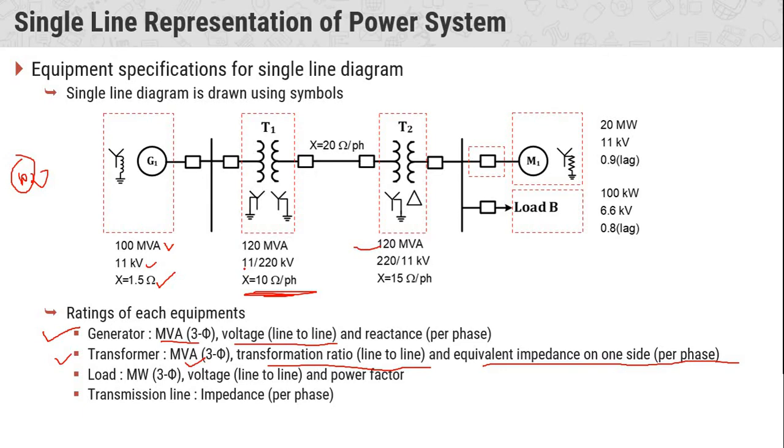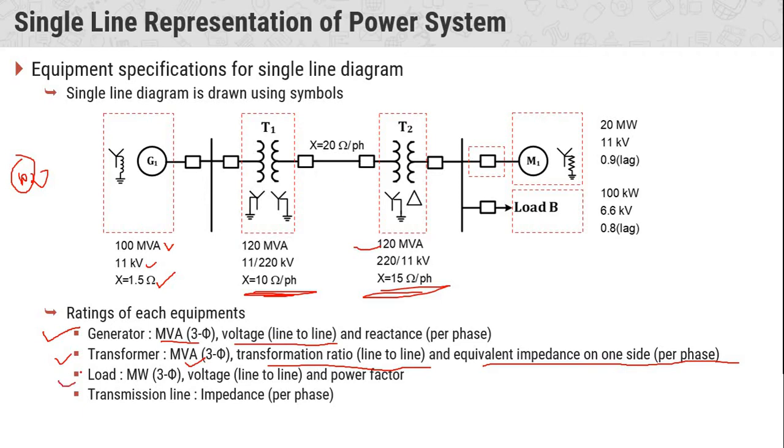Here the primary is 11 by 220. So here transformer T2 is 220 by 11 kV. Here is a step up transformer, here a step down transformer, and the percentage reactance of the transformer T2 is X equal to 15 ohm per phase. So for both transformers, three specifications are always required. The first one is its MVA, the second is its transformation ratio, meaning the ratio of the primary and secondary voltages, and the third is the equivalent impedance on one side per phase.